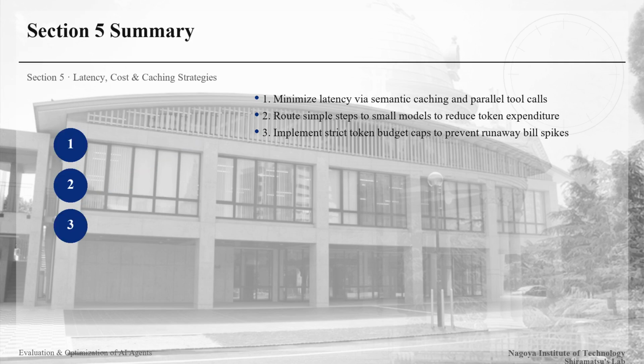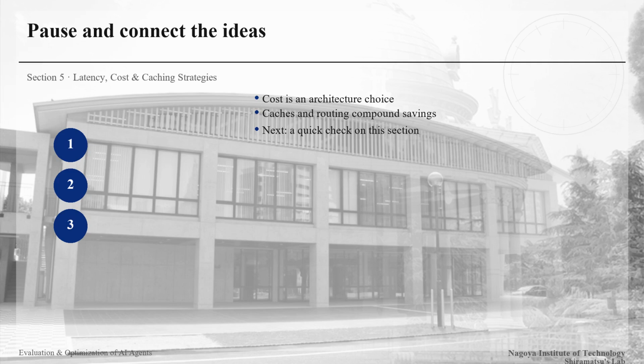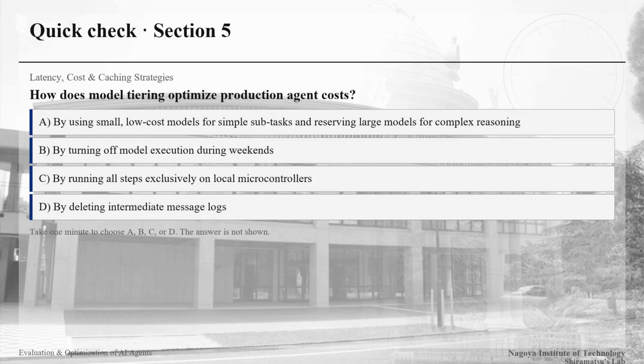Section 5 takeaways. Cache and parallelize for latency. Route simple steps cheaply and enforce hard token budgets. Pause here. Cost is an architecture choice, and caches plus routing compound savings. Now the quick check. Quick check after Section 5.